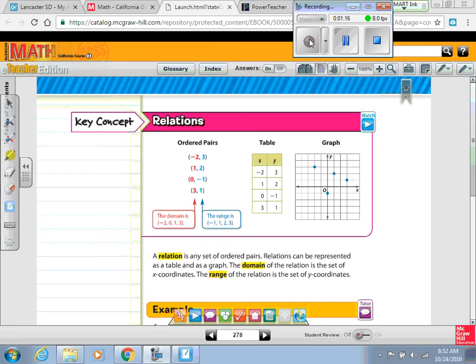Once again, we're going to review what a relation is and the different components of a relation. Relations are a set of ordered pairs. And they can be represented in a table, and they can be represented as a graph. So we're going to be doing both of those, table, graph. The x is going to be your domain. See, it's ABC order as well, so that makes it easy to remember. Range is your y. So domain, range is x, y.